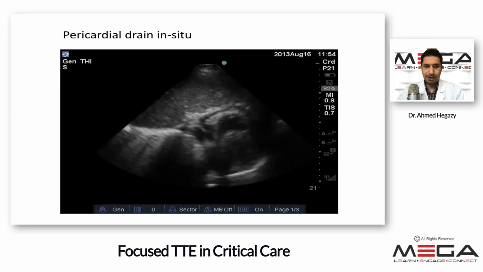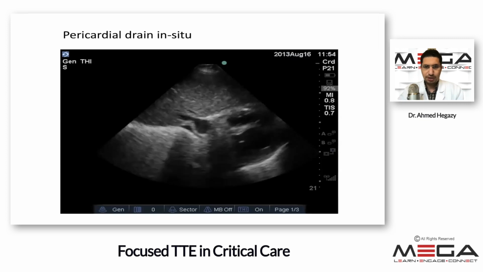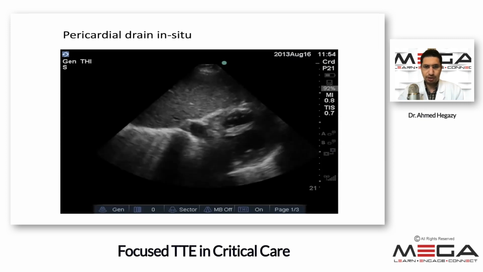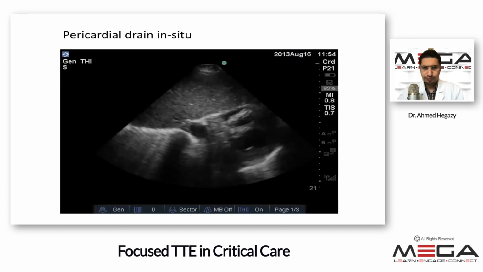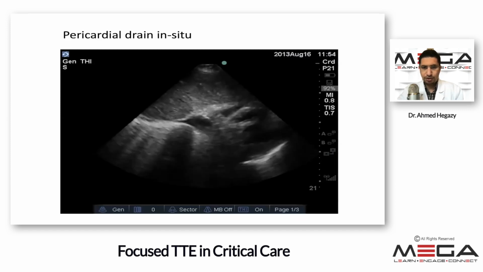After getting fluid back, after the first 20 cc's of fluid, the patient had return of spontaneous circulation. I put in a guide wire, dilated over the guide wire, and then put in a catheter in the pericardial space. And so the patient achieved return of spontaneous circulation by that time.